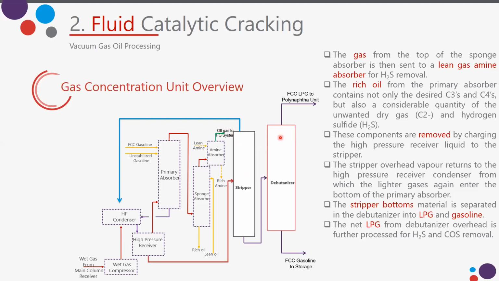And then here we will have the debutanizer, with our LPG as the overhead product that will go to the polynaphtha unit. Remember that this is a highly olefinic stream. And here we have our gasoline, our final product that we will send to storage for the gasoline pool. So the idea, as you can see, is to recover as much as possible the valuable products, and to have, of course, the lighter components that we have to send to the fuel gas system.